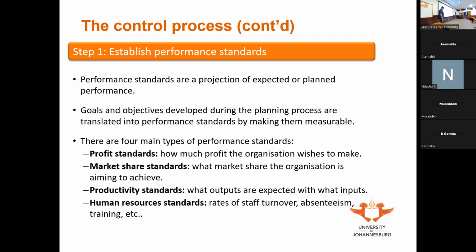If you look at this, money, customers, production, and then the people that work in the organization. So there are 4 types, okay? So this could be, for example, rates of staff turnover, absenteeism, years later. In productivity standards, what outputs are expected? For example, output over input is also one. And then what market share the organization is aiming to achieve, that could be a measure, but that's more like top management. Profit standards, how much profit the organization wants to make out of this whole thing.